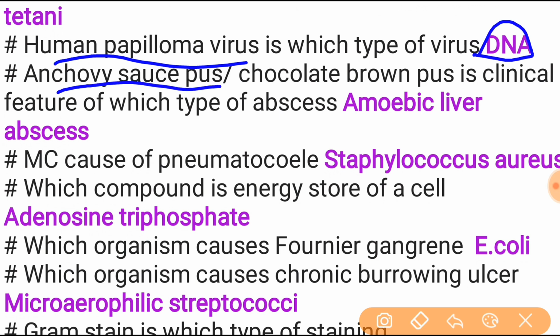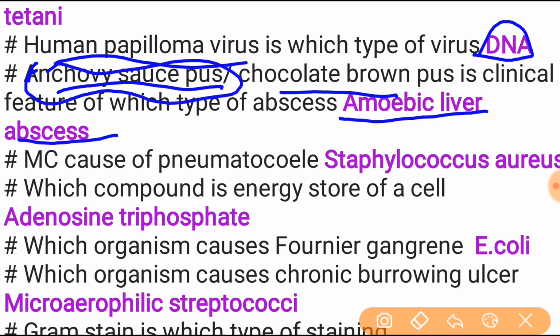Anchovy sauce pus or chocolate brown pus is the clinical feature of which type of abscess? It is due to amoebic liver abscess. In any type of question in which anchovy sauce pus is given, always remember it will be amoebic liver abscess, and Entamoeba histolytica. Most common cause of pneumococcal, it will be Staphylococcus aureus.